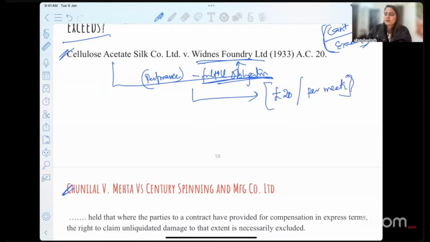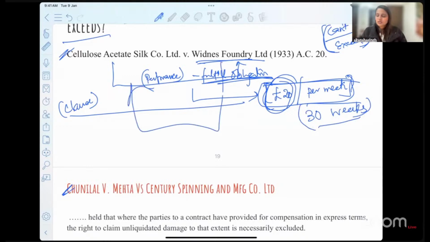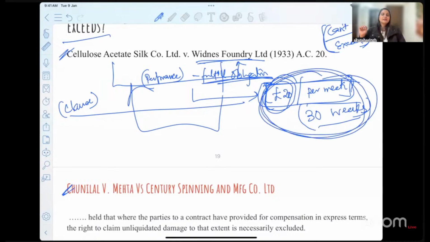So this is a clause that is mentioned in the terms of the contract itself, wherein both the parties have agreed that in case the performance gets delayed, for every week's delay, we promise to pay you £20. Okay. Now the performance was delayed by 30 weeks. So, what should be the compensation as per the formula that they have agreed in the contractual terms? 30 weeks into 20 pounds, that should be 600 pounds.